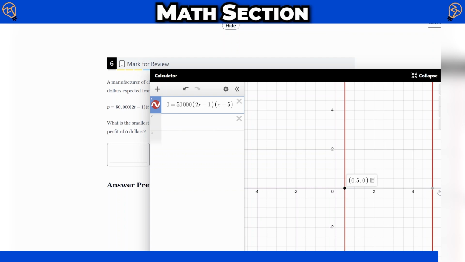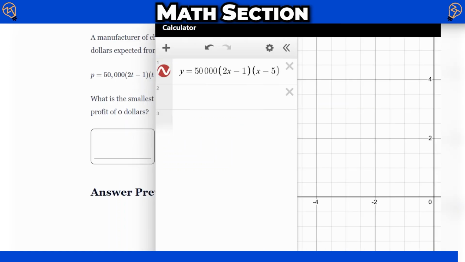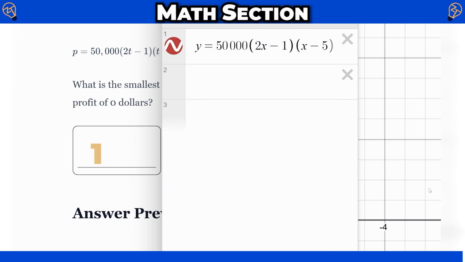However, with the 0 equals, it's actually a little bit nicer because it does show them as x-intercepts. Whereas if you just have y equals, you don't have those ordered pairs. But regardless, we get either 0.5 or 1/2.